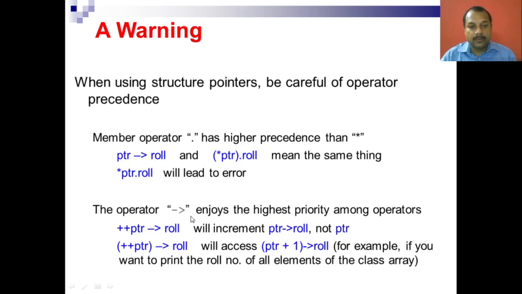The operator arrow enjoys the highest priority among operators. So plus plus ptr arrow role, first it will go to the role, then it will be incremented. But if you write parenthesis plus plus pointer, close parenthesis, arrow role, then it will be incremented first, then it will go to role. Now this is simple. Its precedence is high, that's why it will be executed and then it will be incremented. But in the other case, you are changing the precedence by giving a parenthesis, and that's why within the parenthesis will be executed first, followed by the next.